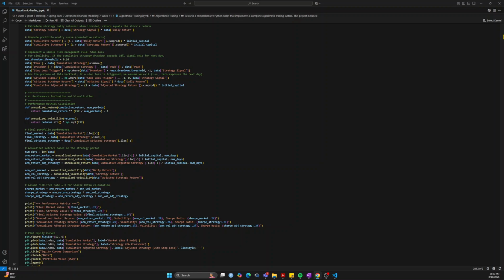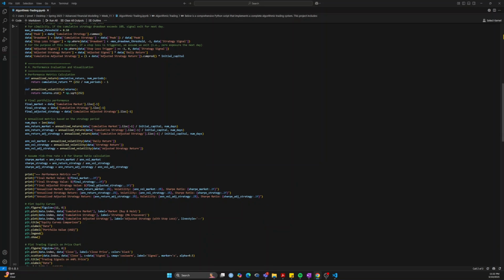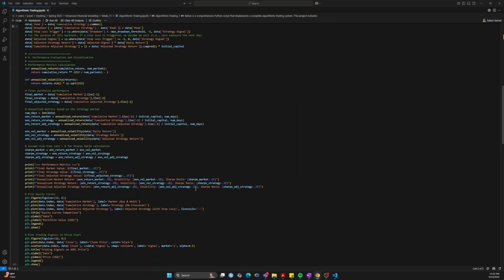Finally, I visualize the results by plotting the equity curves of the market, the pure strategy, and the adjusted strategy with stop loss protection. Additionally, I overlay the trade signals on the price chart and visually confirm our buy and sell decisions.